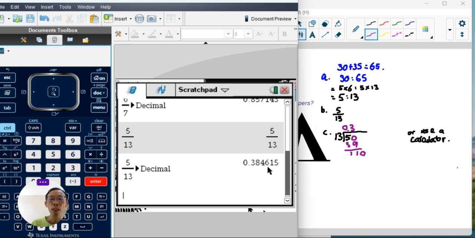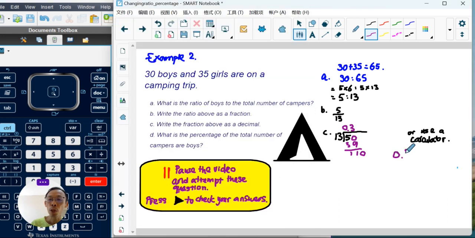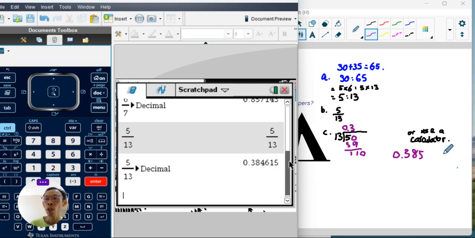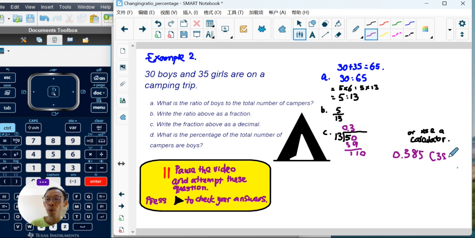0.384615. The fourth digit is a 6, more than 5. So to three significant figures, this is going to be 0.385, right? 0.384615, so to three significant figures is 0.385. So this is approximately 0.385 as a decimal. So as a percentage, we multiply this by 100% to get 38.5%. Did you get all of this right?